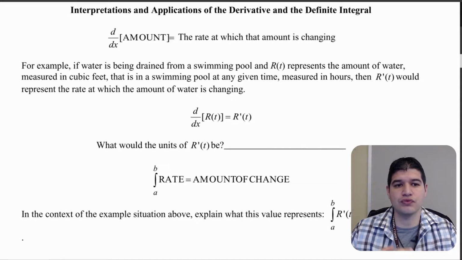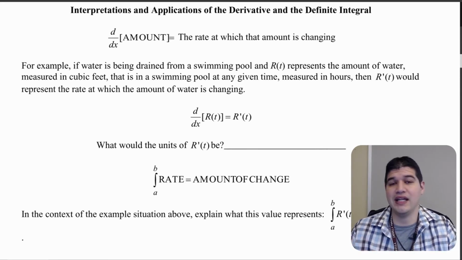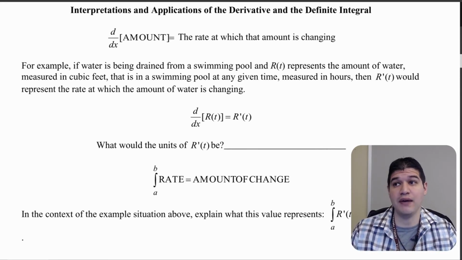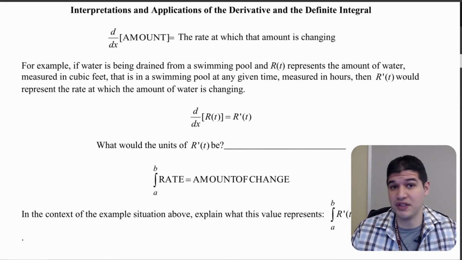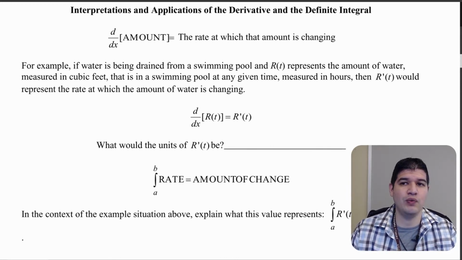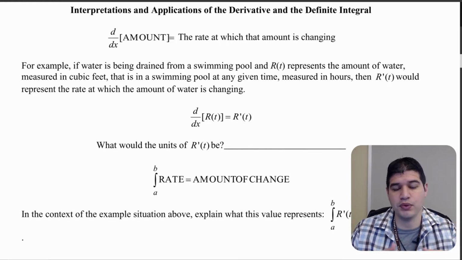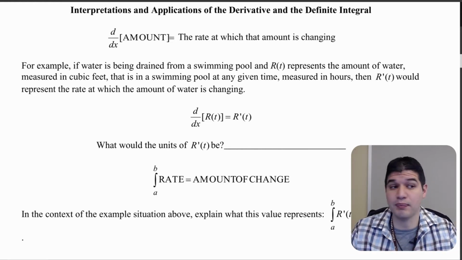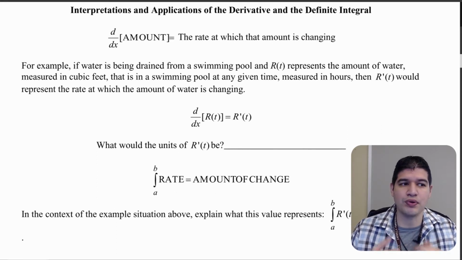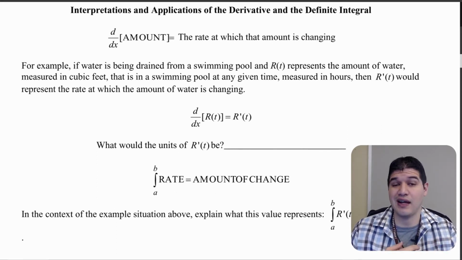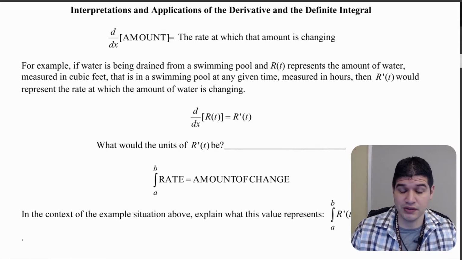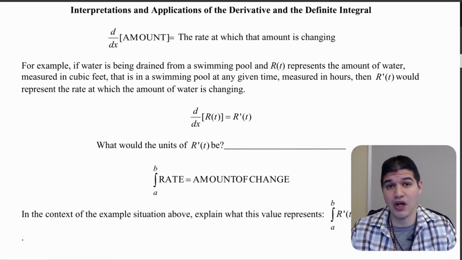So we know from derivatives that the derivative of some amount is going to be the rate at which that amount is changing. So if we have position and we take the derivative of the position, then we know that we have how the position is changing, that rate, which is velocity. So in this example, we're going to look at water being drained from a swimming pool, and we're going to say that is going to be represented by r of t. So we know that r prime of t would represent the rate at which that water is changing. So the derivative of r of t is going to be r prime.